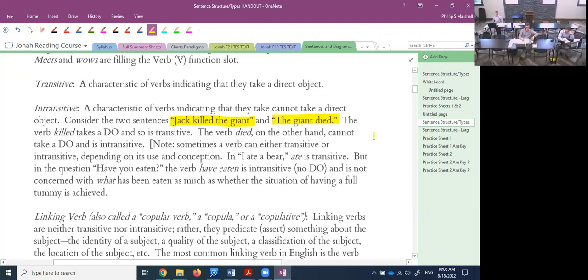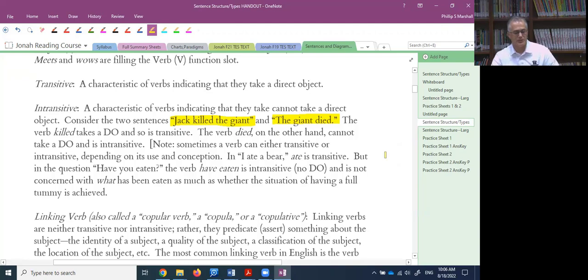Okay. Sometimes this is where it can get a little bit tricky. A verb can be either transitive or intransitive, depending on its use and conception. So if we take an example like "I ate a bear," ate is transitive there. I've got an object, right? "Have you eaten?" Somebody asks that question. The verb have eaten is intransitive here. So there's no concern as to what has been eaten as much as whether the activity of eating and one's tummy is full, whether that has been achieved.